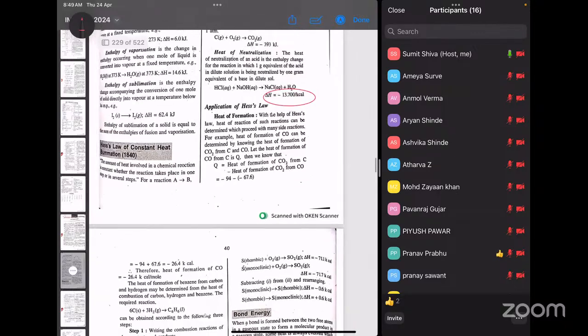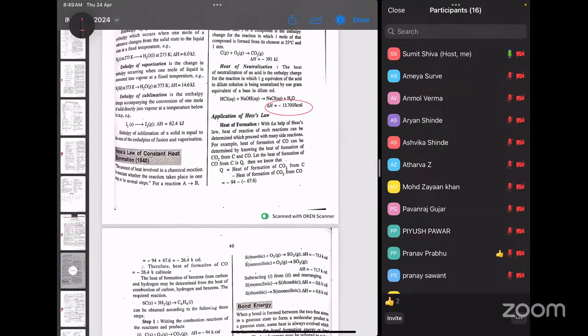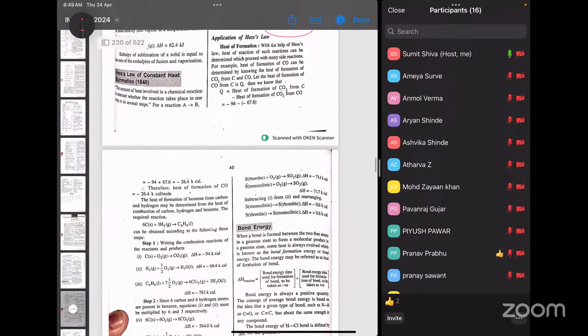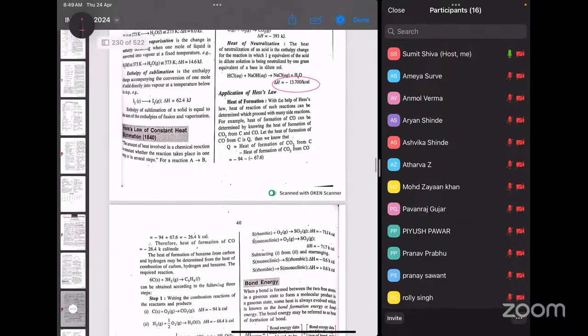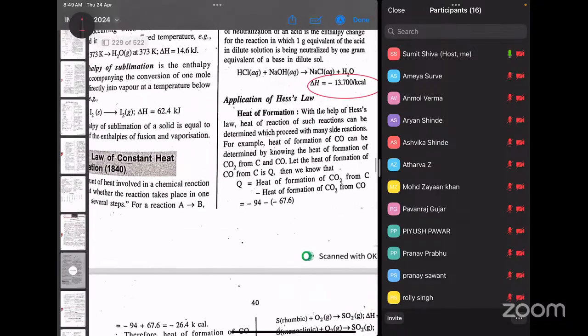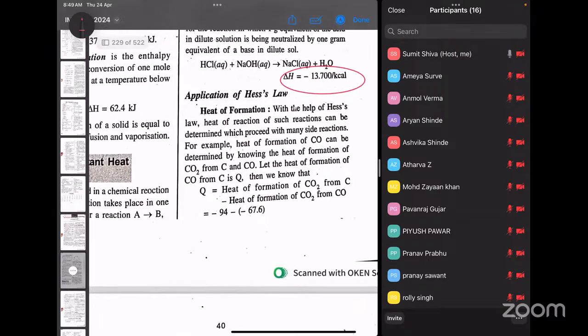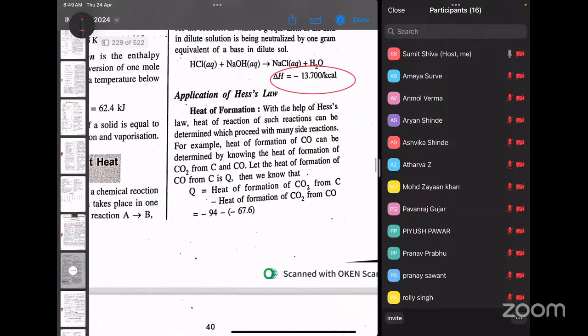Okay. Applications of Hess law. Hess law can be used to find out heat of formation, or any other enthalpy change can also be calculated using Hess law. Understood? Heat of formation, it is given by an example.